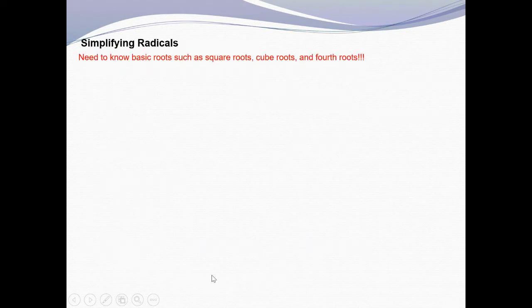Simplifying radicals. Okay, guys, for simplifying radicals, you need to know basic roots such as square roots, cube roots, and fourth roots. For the square roots, at least know all the way to, well, the more that you know, the better. But at least try to know as much of these as you can.